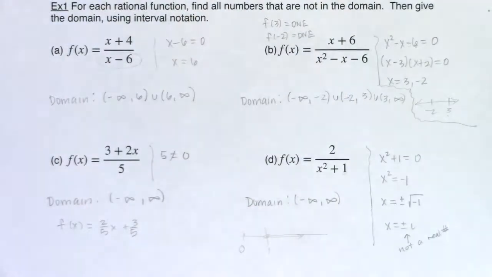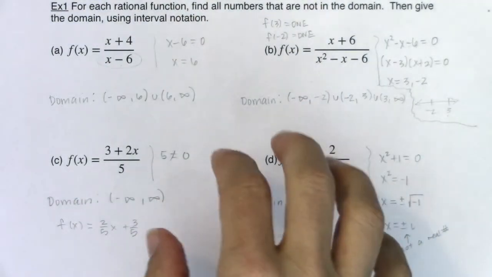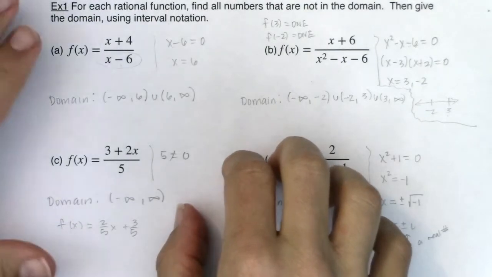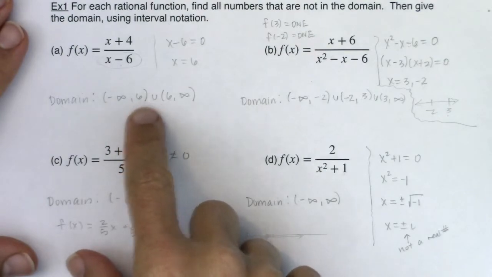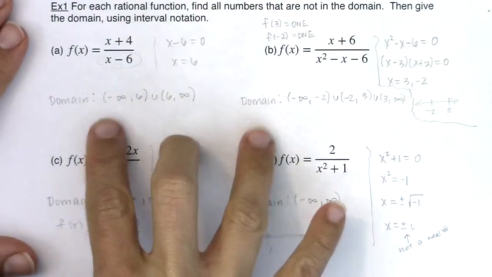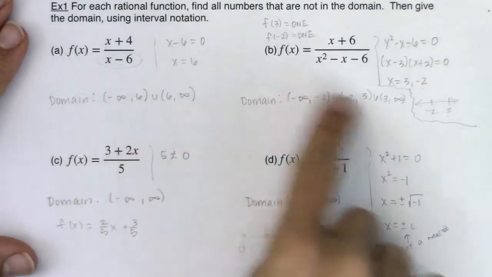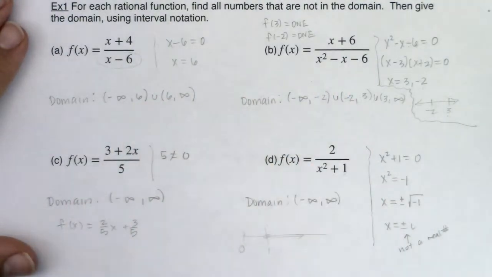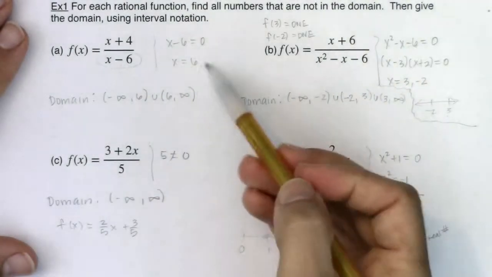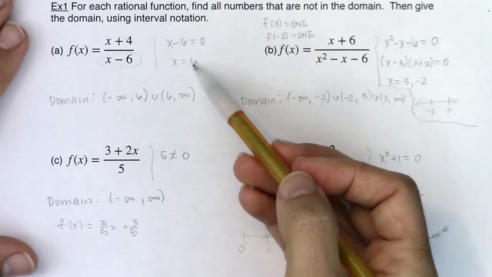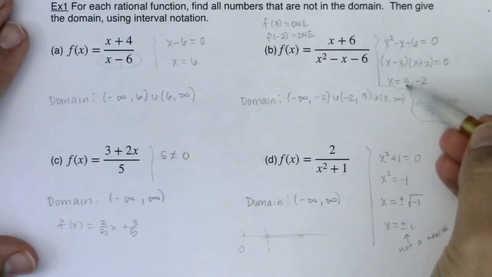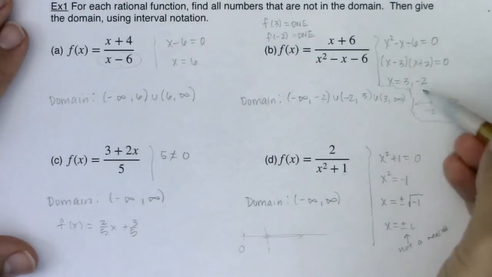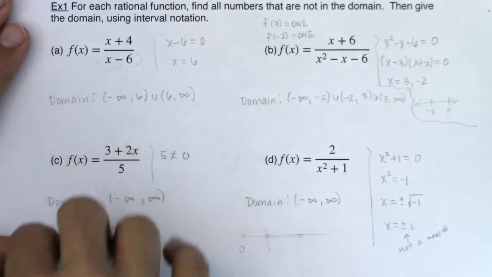All right. So with that, we've taken our first look at domain, and I want to stress that this is always where you should start, okay? And then once you figure out what you're booting from your domain, and you can see in example one, for two of these functions, we booted certain numbers from the domain. These two stayed all real numbers. But for these functions, x equals 6 will turn into one of two things. It'll turn into a vertical asymptote or a hole. And I'll show you how to decide which. Same thing with 3 and negative 2. It'll either turn into a vertical asymptote on our graph or a hole. And I'll teach you how to discern which of those two it turns into.